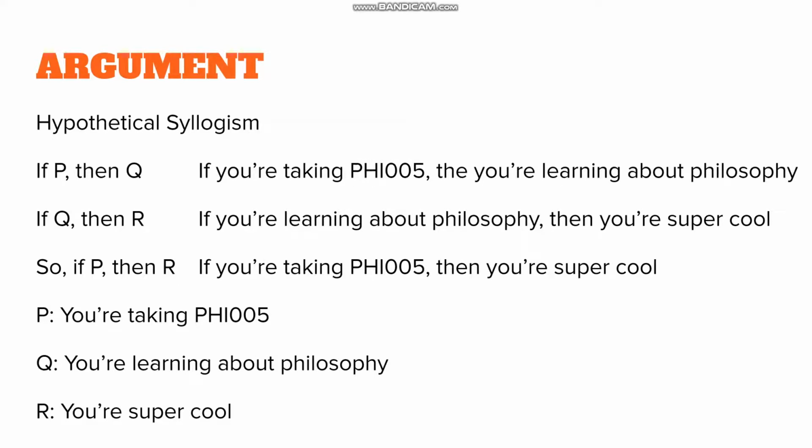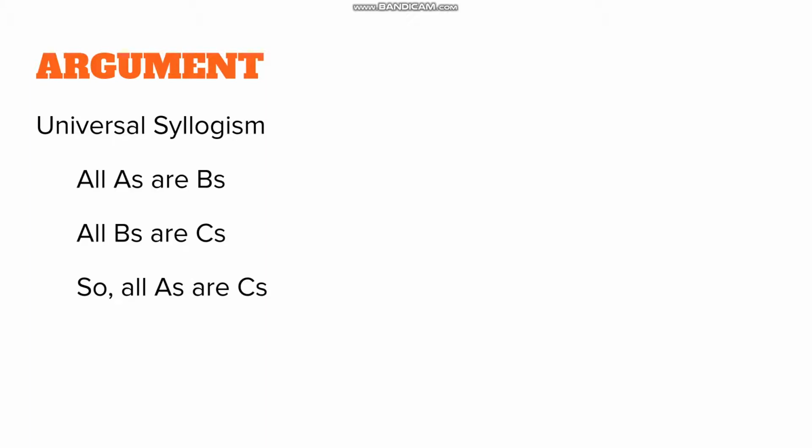Now that's a valid argument. Okay guys, here we are, the final inference pattern that we will learn in this course. Universal syllogism. It has the following form. All A's are B's, all B's are C's. Conclusion, all A's are C's.